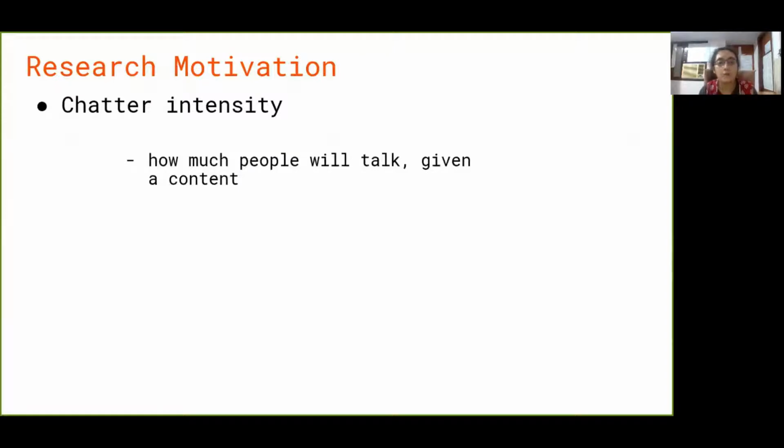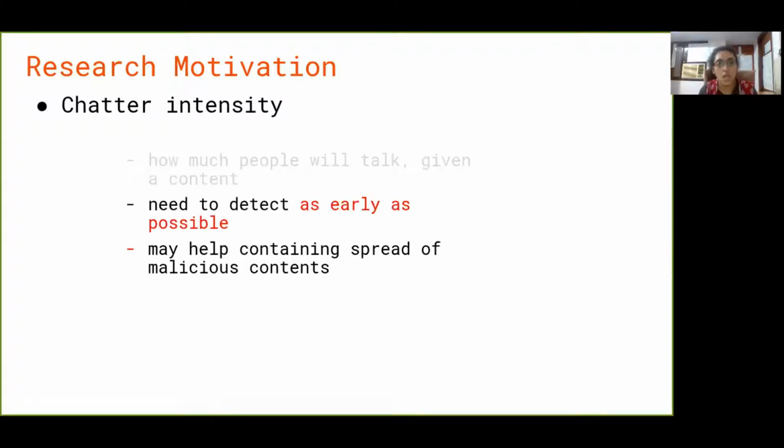For online platforms, chatter intensity determines the extent of user engagement for a given post from the time it was posted up until now. Since we want to be able to predict the virality of the post as early as possible and maybe help in curbing the spread of malicious information, we want to be able to determine this chatter as early as possible. This chatter intensity prediction has various applications in the field of ad campaigns, opinion mining, and understanding the user behavior in general.